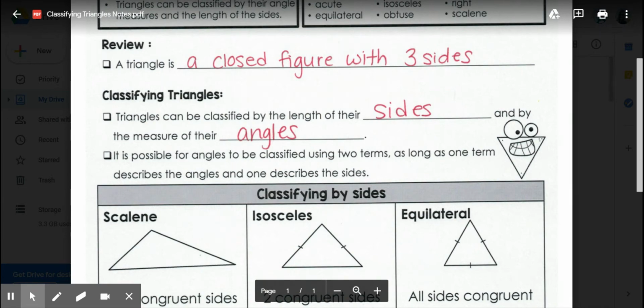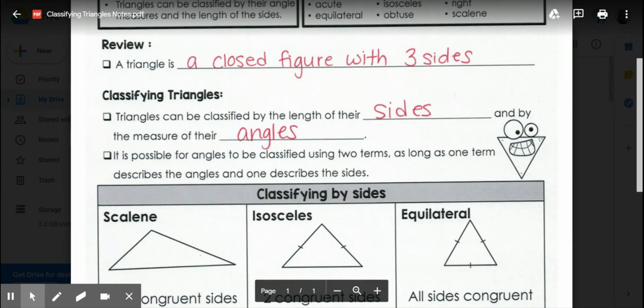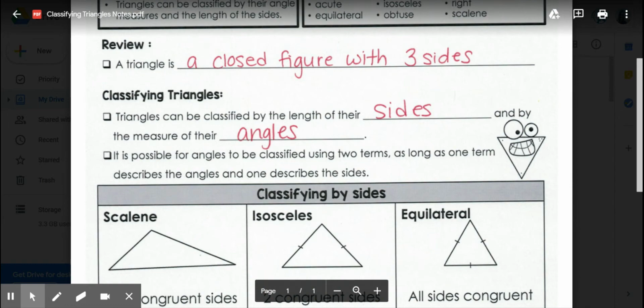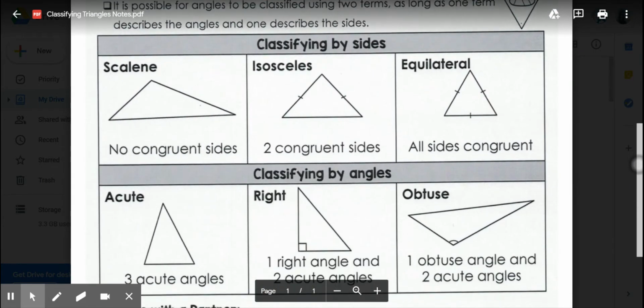Triangles can be classified by the length of their sides and by the measure of their angles. It is possible for triangles to be classified using 2 terms, as long as one term describes the angles and the other describes the sides. So as we scroll down, here is classifying by side.